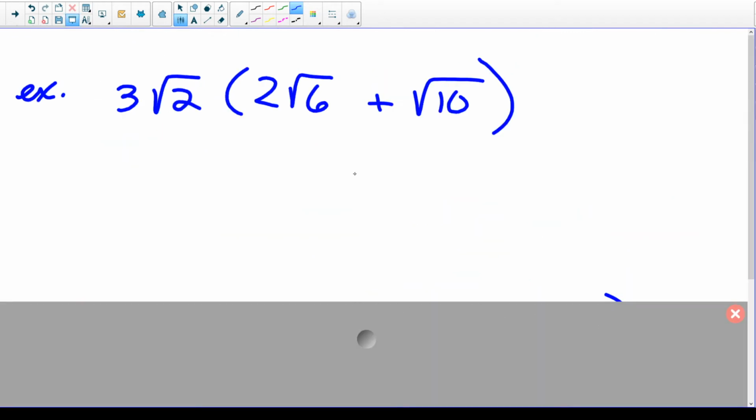So what if we have a situation like this? So this is a situation where we are multiplying through distributivity, again, very similar to regular algebra, the outer thing times the inner things, okay? So we've already seen how to multiply. So the 3 is going to multiply the 2. The root 2 is going to multiply the root 6. So we have 6 root 12.